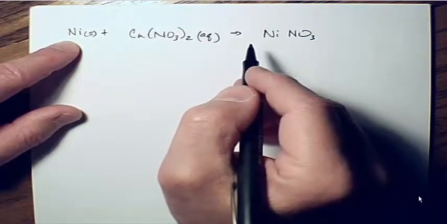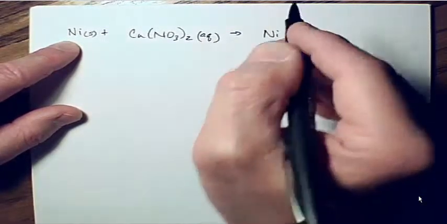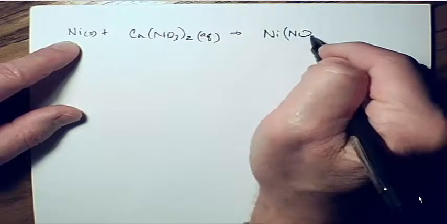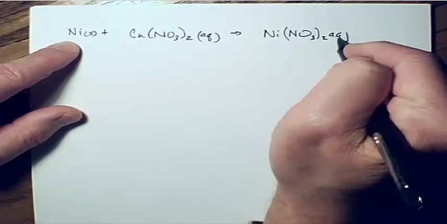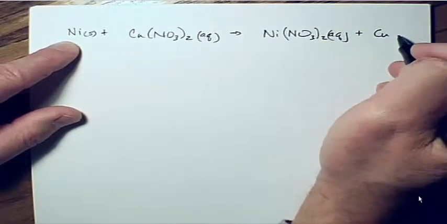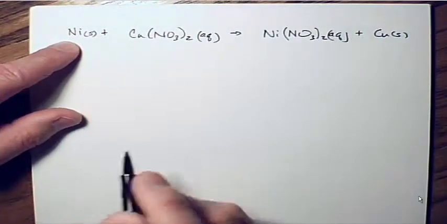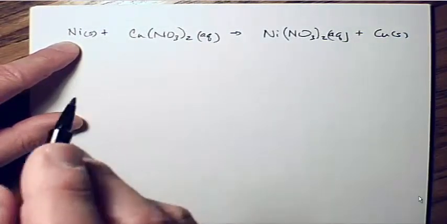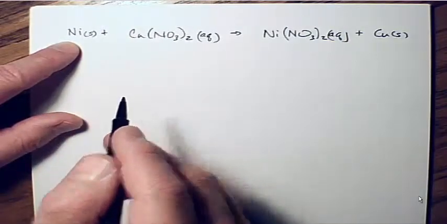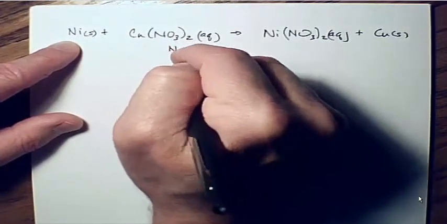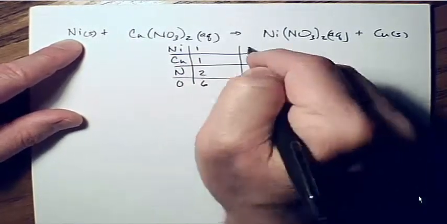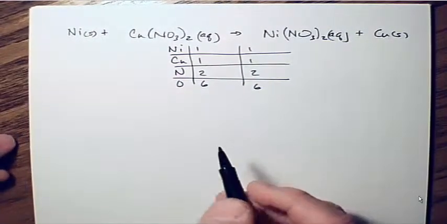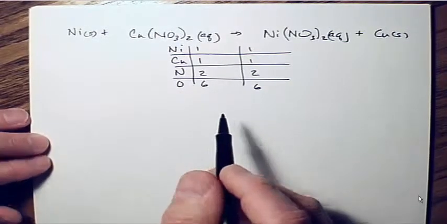Nickel is always 2 plus. So we're going to need 2 nitrates to balance this formula. And that means we're going to end up with copper, the metal, all by itself. Now then, we need to balance the equation. To do that, we're going to use an atom inventory. It's required in this class. Alright, so yes, I know it's already balanced, but this is how you show me.